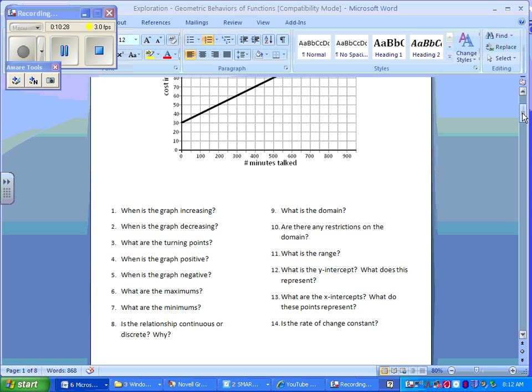What is the range? Range is the y's. So where do the y's start? The y's start here, at 30. So y is going to be greater than or equal to 30. You got that?